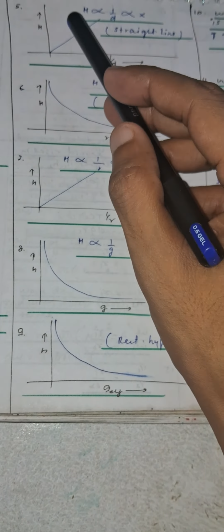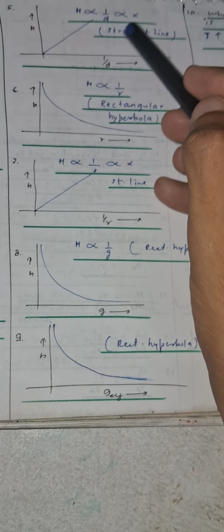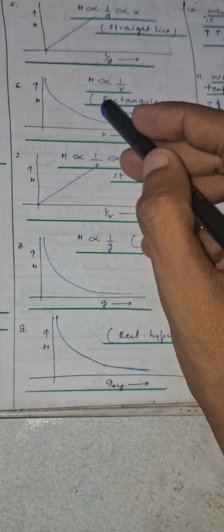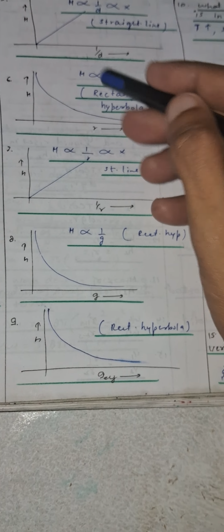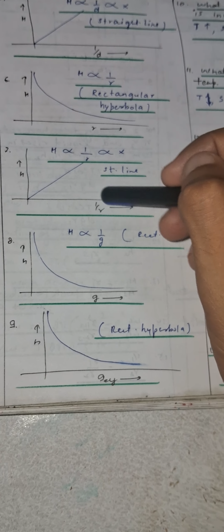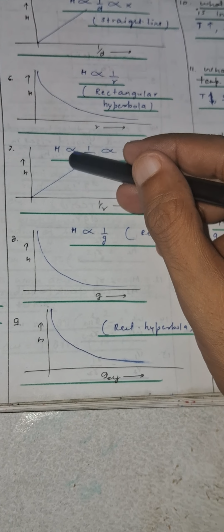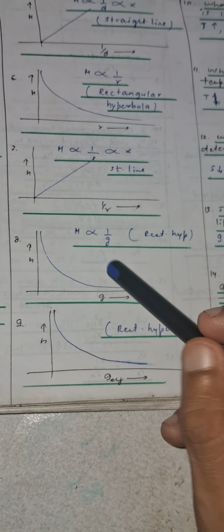Next we have variation of h versus 1 by d, so that will again be a straight line. If we take 1 by d as x, the graph will be a straight line. Then h versus r will also be a rectangular hyperbola as it is inversely related to r. Then if we take 1 by r as x, h will be proportional to 1 by r, proportional to x, so that will be a straight line.